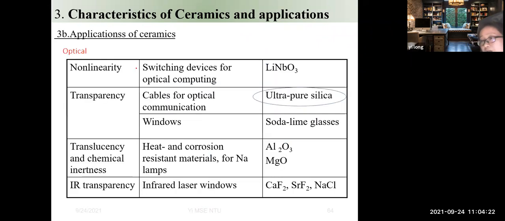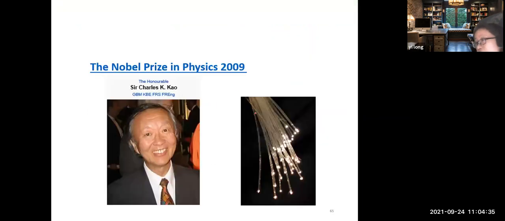Okay, and also optical. You have non-linearity, like a switching device for optical computing, and transparency, for example, like this ultra-pure silica. I think I demonstrated this before in 8301, right? How many of you went to 8301 before? It's another course I used to teach for year one students, Material and Man. Actually, I explained this material before.